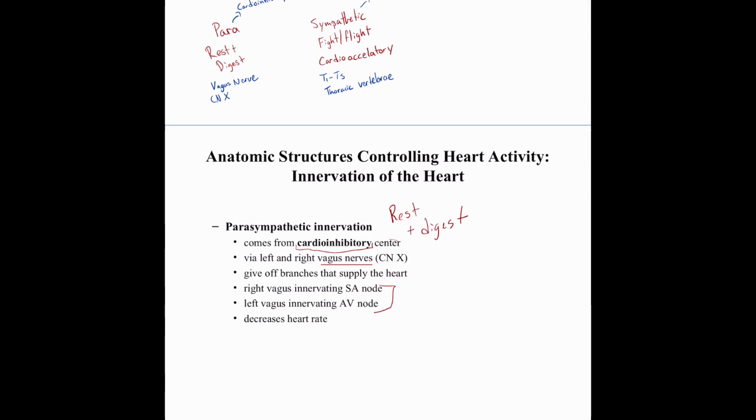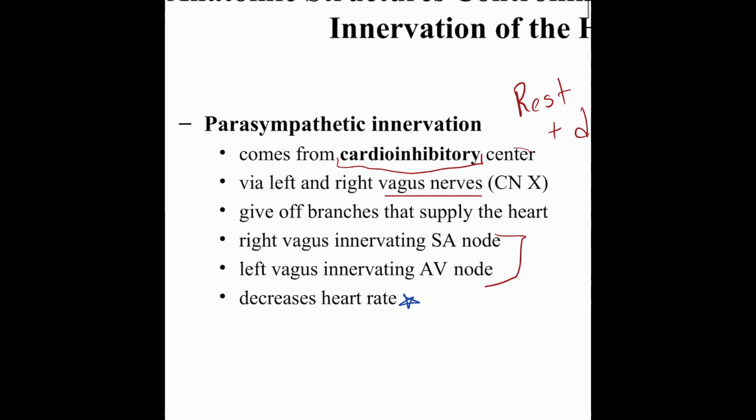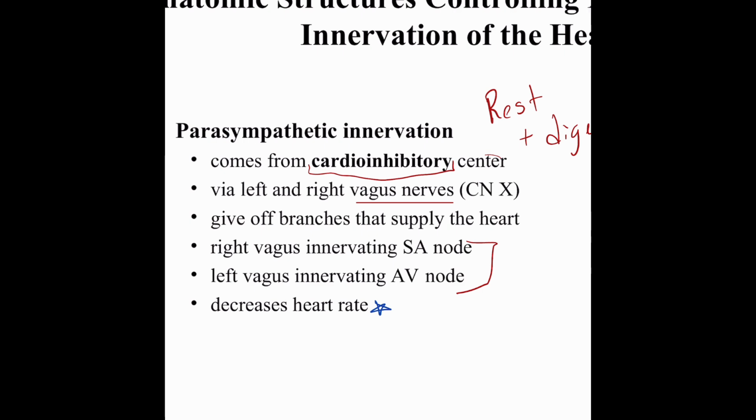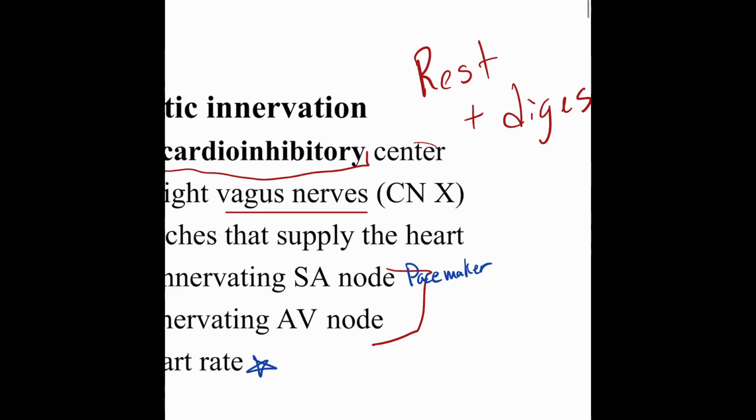So here we're doing an overview of the parasympathetic. Rest and digest, cardioinhibitory, it is going to decrease heart rate. That is the main takeaway. The right vagus nerve innervates the SA node, whereas the left vagus nerve innervates the AV node. So this is the pacemaker, and then this is the one that will contract the ventricles.